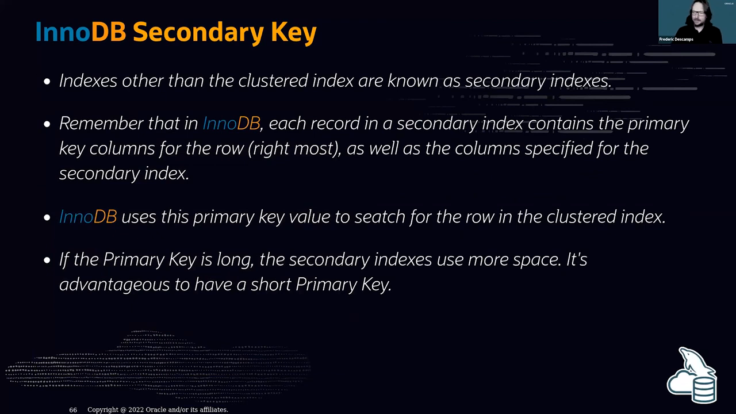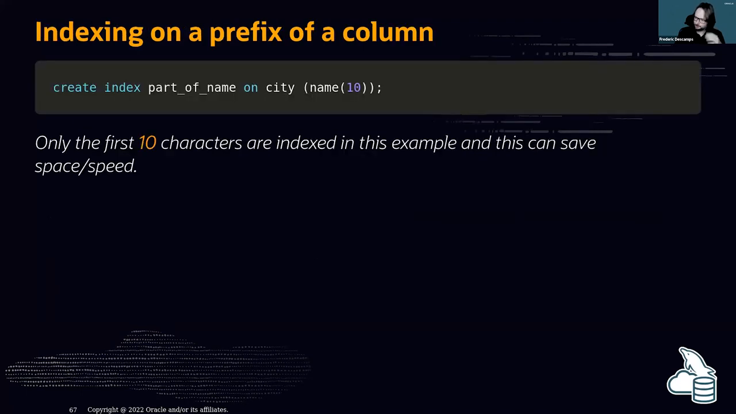Secondary indexes, what are they? Secondary indexes are other than the clustered index, but they point to that primary index, right? And it always contains the primary key as the rightmost column. This is why we always advise to have the primary key very small. We use this primary key to search in the clustered index, right? So if the primary key is very long, the secondary index will also be long.